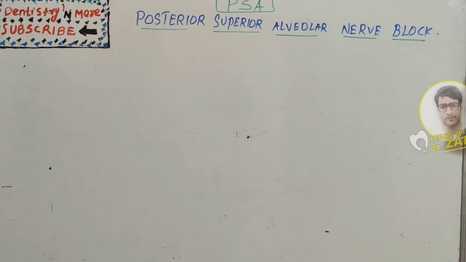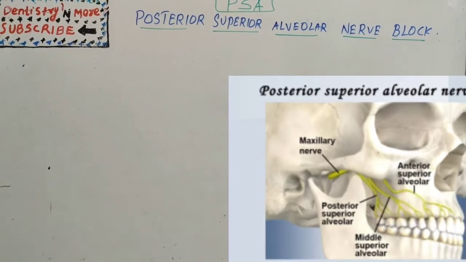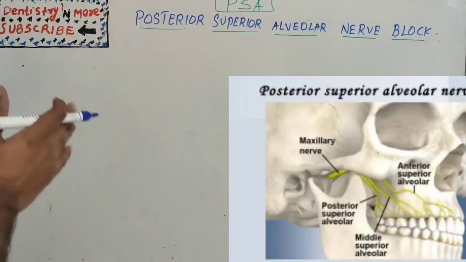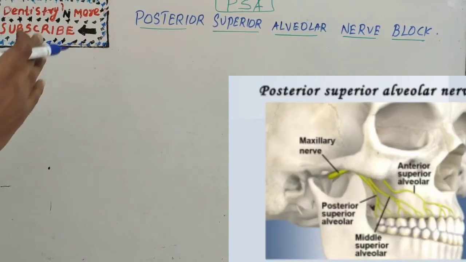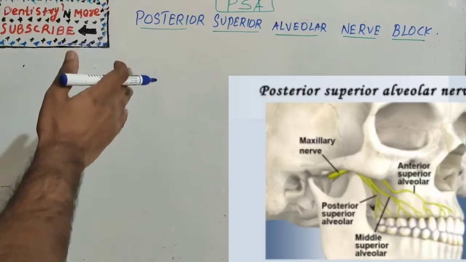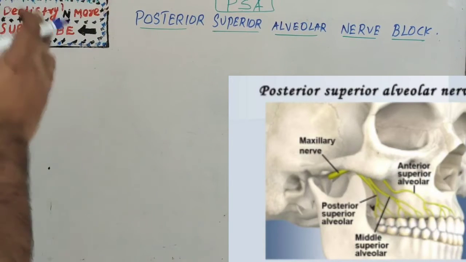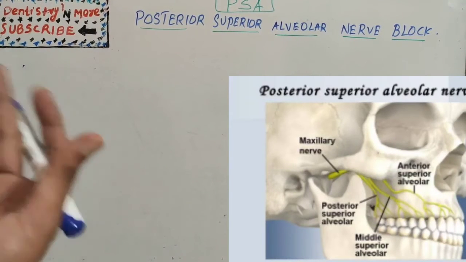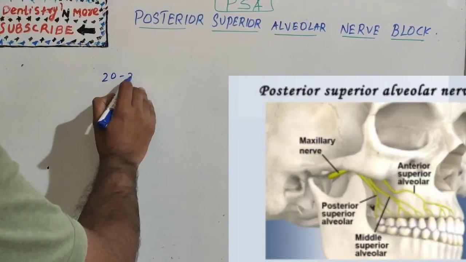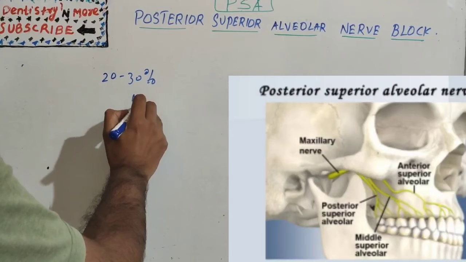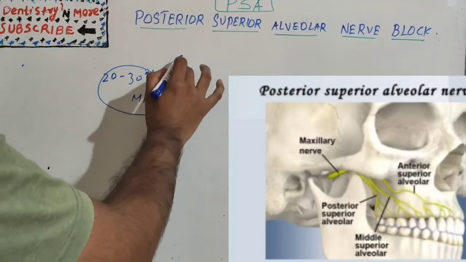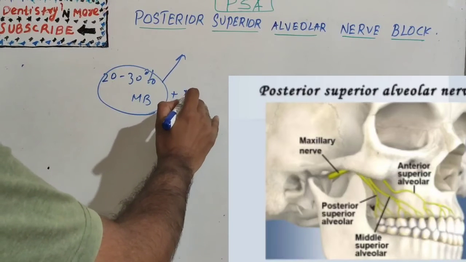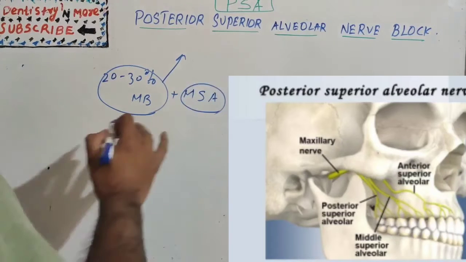are supplied by the posterior superior alveolar nerve, which is a very commonly used nerve block technique for the maxillary posterior teeth, commonly the second and third molars. The mesiobuccal root of the first molar is supplied by the middle superior alveolar nerve, while the distobuccal and palatal side will be supplied by PSA. In around 20 to 30% of cases, the mesiobuccal root will not be anesthetized when we give PSA. In those cases we might need to give a middle superior alveolar block separately.